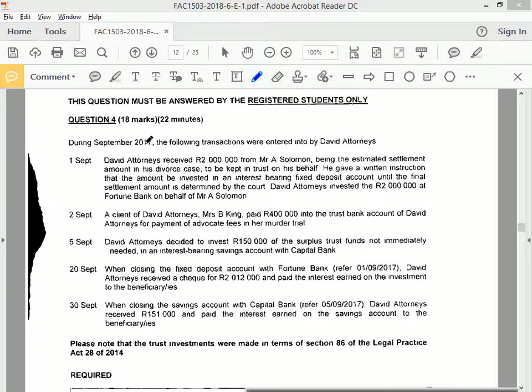Question 4 says, during September, the following transactions were entered into by David attorneys. You've got quite a long transaction there, and then you've got 2, 5, 20, and 30. Please note that investments were made in terms of Section 86 of the Legal Practice Act 28 of 2014.